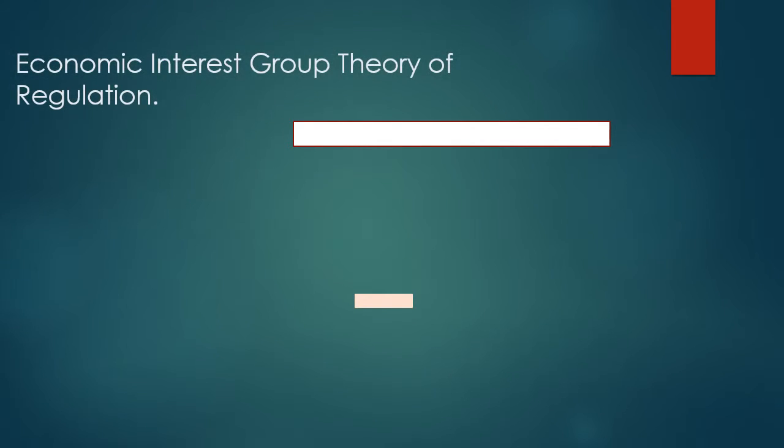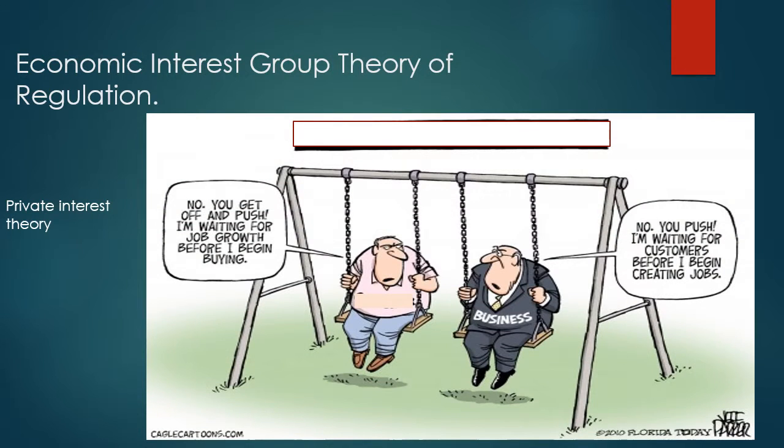Hello everyone. Today we'll look at economic interest group theory of regulation. Economic interest group theory of regulation, or it is sometimes called the private interest theory of regulation, assumes that the group will form to protect particular economic interest. Different groups, often being in conflict with each other, will lobby government to enact legislation that economically benefits them at the expense of others.